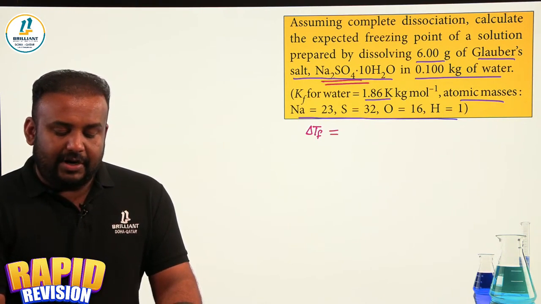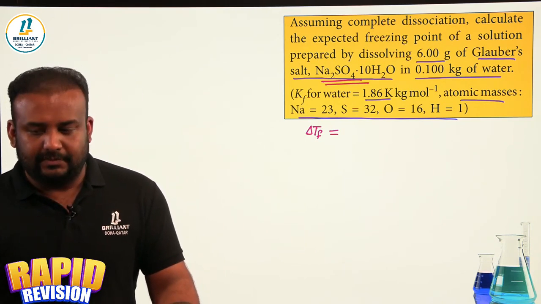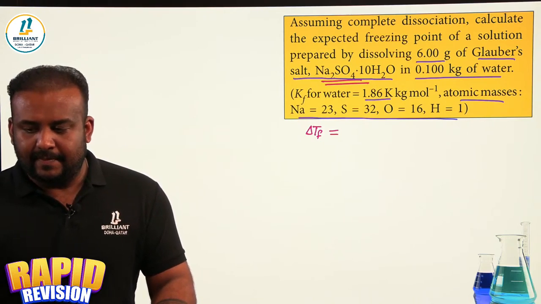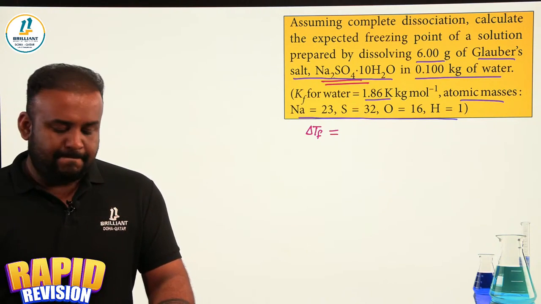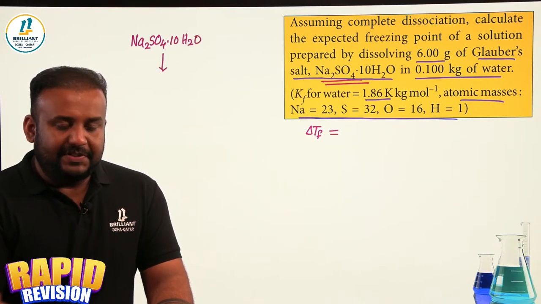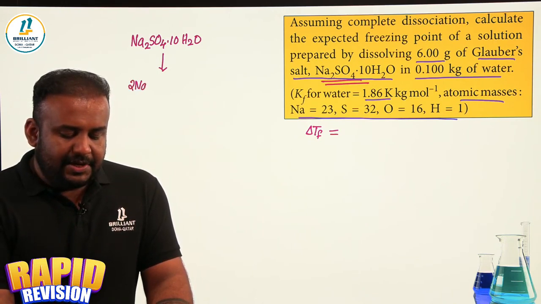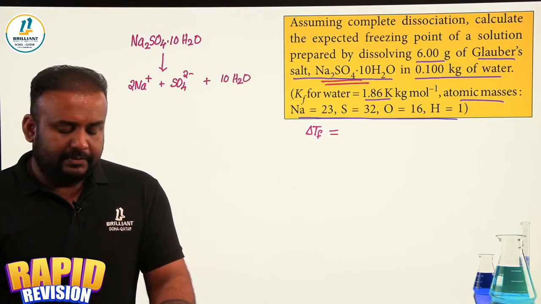And it is Glauber's salt. Look at the salt and tell me, should I consider Van Hoff factor or not? Na2SO4.10H2O. It's going to dissociate for sure, right? You have sodium sulfate, which is an ionic compound. So how will it dissociate? It will dissociate as 2Na plus, 1SO4 2 minus, plus water, which will stay as it is, 10H2O. Is it clear?